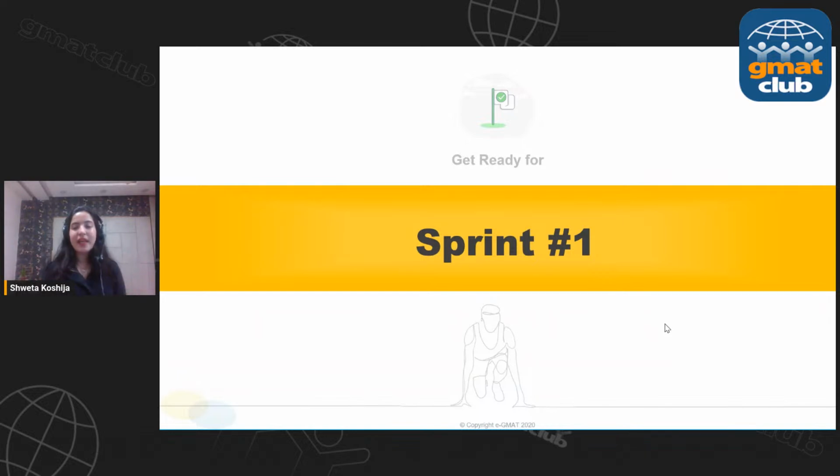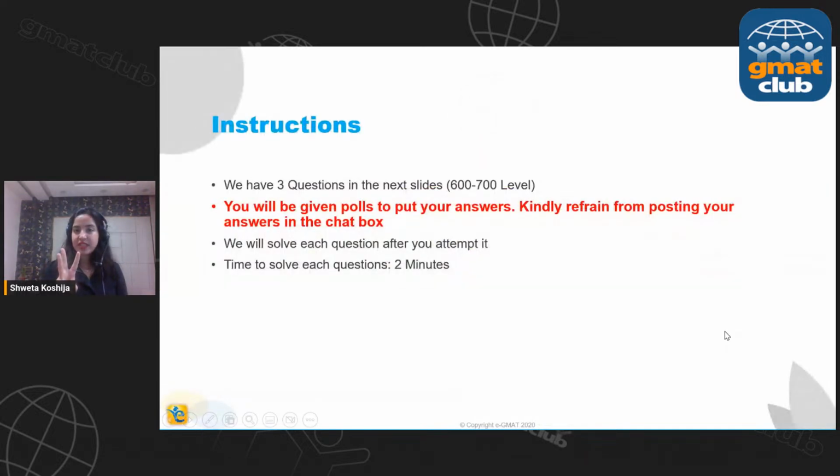With this, we are back to quant. So we're going to start the sprint that everybody was talking about. Quick instructions again. There are going to be 3 questions. No answers in the chat, please. Put your answers in the poll. We discuss each question right after you're done. Let's have the link for the first question, please.